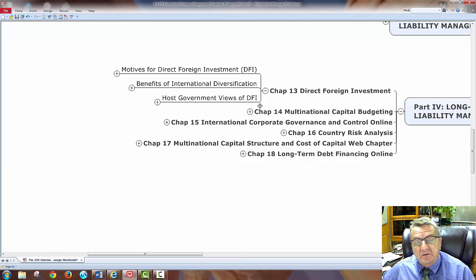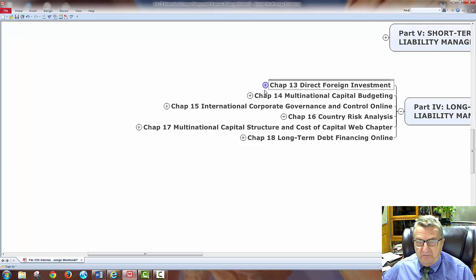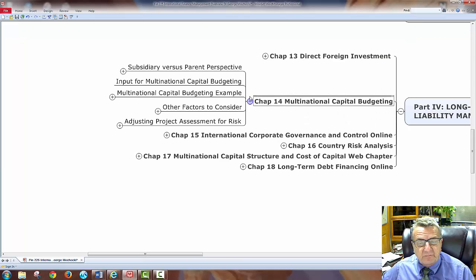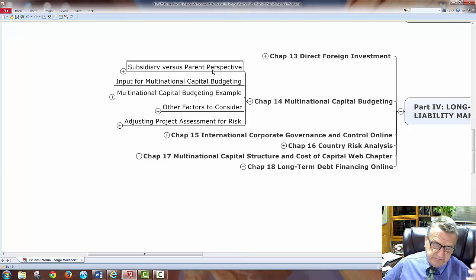Okay? And the host government's view of direct foreign investments. And then the next one is multinational capital budgeting. And in this one, subsidiaries versus parent perspective. Remember, the host country has an idea how they're going to do their own budget. As a corporate, I'm looking at a corporate at a higher level for the return for my investors. So there has to be a balance on there.